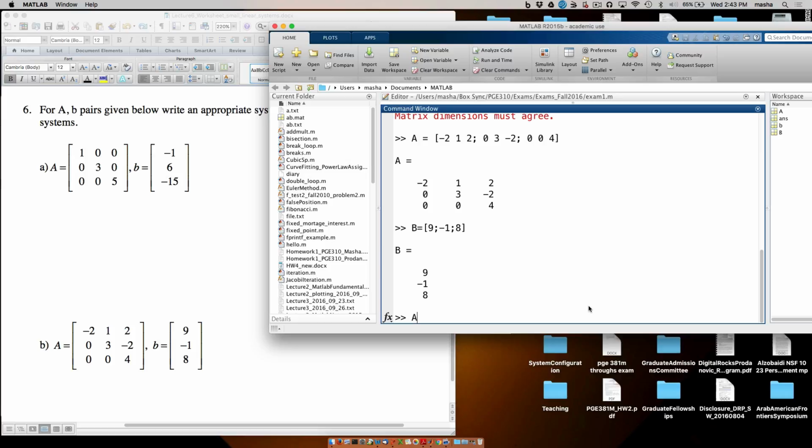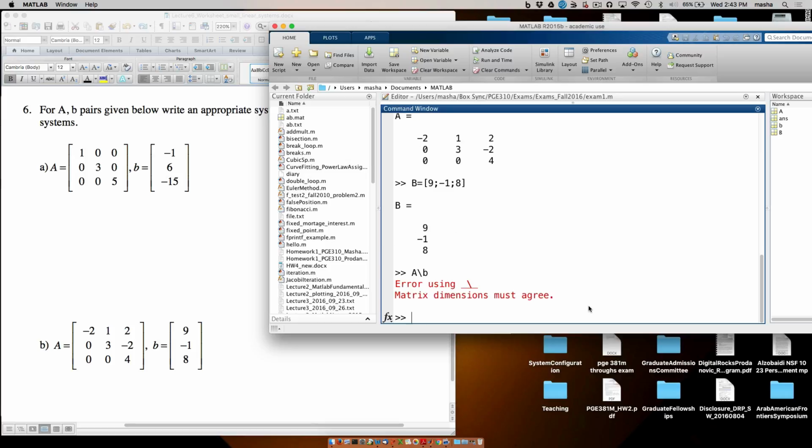Okay, so A divided by B. Whoops, I plugged in uppercase B. That's fine. It's -2, 1, 2. I had a typo. I plugged in uppercase. Okay. Now trust me, programming this, what I just did, is called backward substitution.